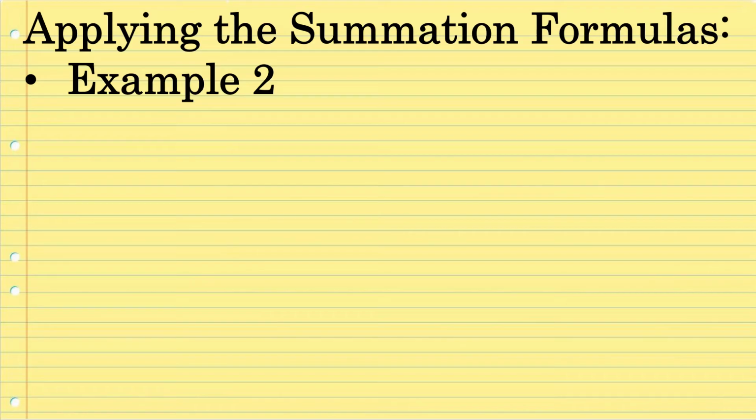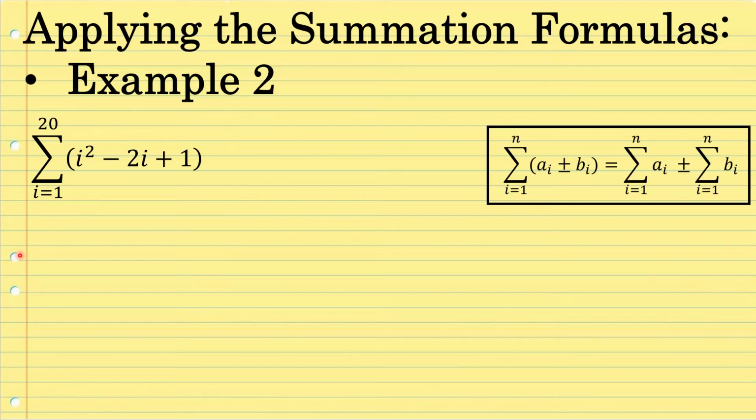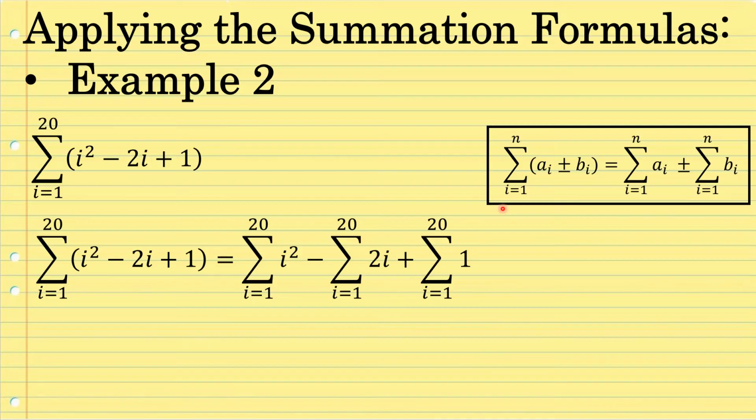Example 2 involves summing a quadratic. This is the sum as I goes from 1 to 20 of I squared minus 2i plus 1. The first thing that I will do is the same as the first thing I did in example 1. It's to realize we're adding and subtracting some terms here in this sum, and to make it easier to do, we can break it apart into individual terms. We can sum each term individually. So here, that means I can take my original problem and break it apart into 3 individual summations.